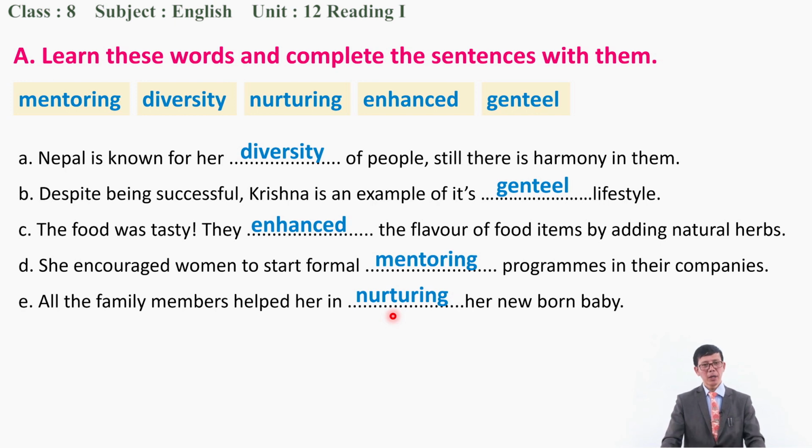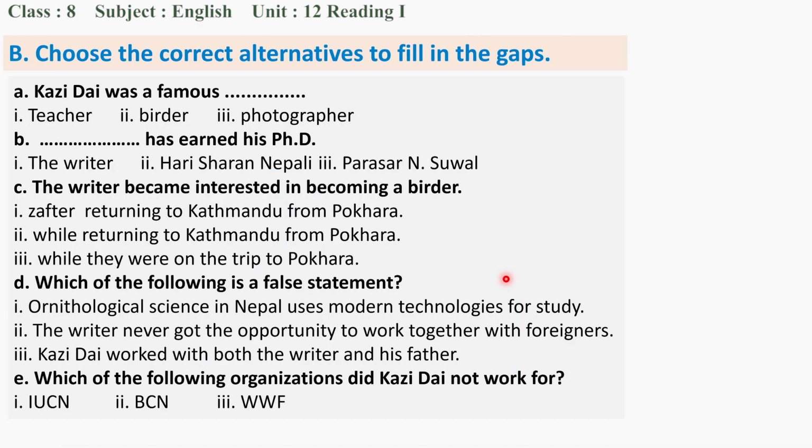Excellent. So this is how you have completed the sentences with the suitable words given in the text. These are all words from the text we just read. And now you made meaningful sentences, filling the blanks. After this, here we go to write. Choose the correct alternative and fill in the gaps. So how you are able to choose the right information based on the reading text, my dear students.